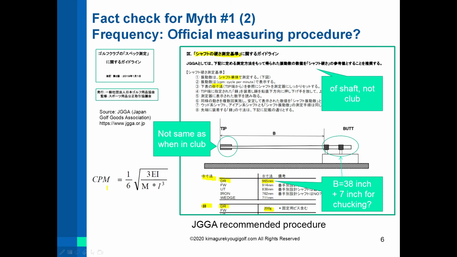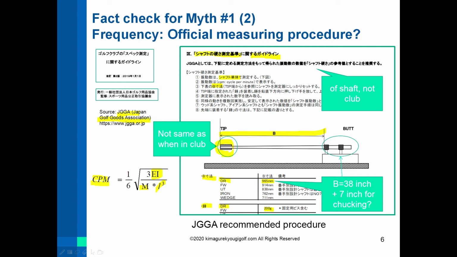For your reference, JGGA, Japan Golf Wi Association, issues a guideline of the shaft stiffness. This is the stiffness. In this procedure, they exactly define the head weight and the length of the shaft. When we compare this procedure against the formula here, the weight of the head and the length is fixed. So in this case, we can say that frequency represents EI, which is the stiffness of the shaft.